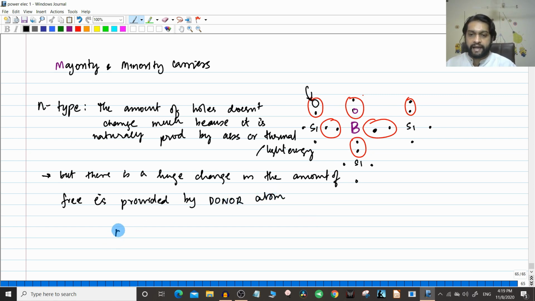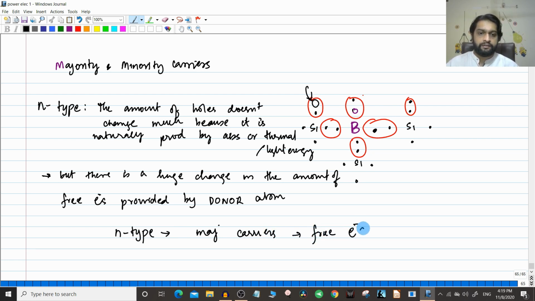Therefore, we can say that in the n-type material, the majority carriers are free electrons, and the minority carriers are holes.